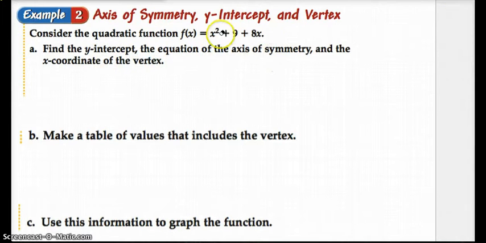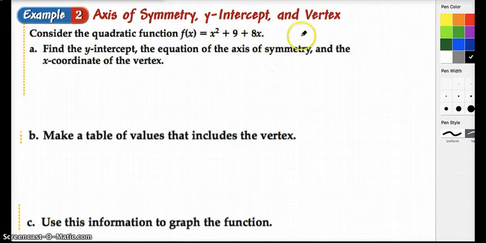First thing, I think it's really worth rewriting this quadratic function in the typical standard way. So we're going to have the x squared term first, the linear term next, that's 8x, plus 9. And so now let's go ahead and answer the question.